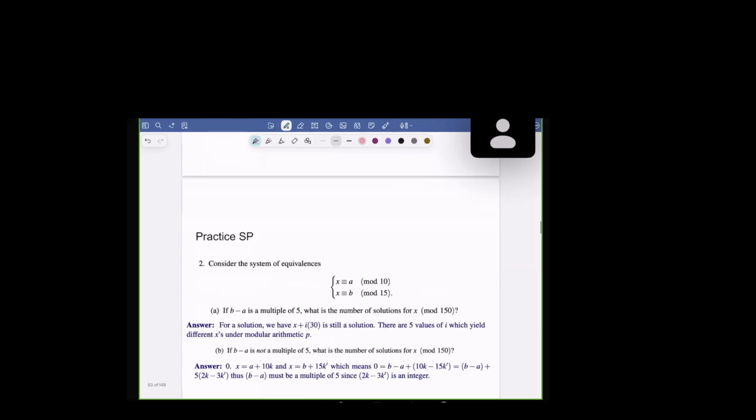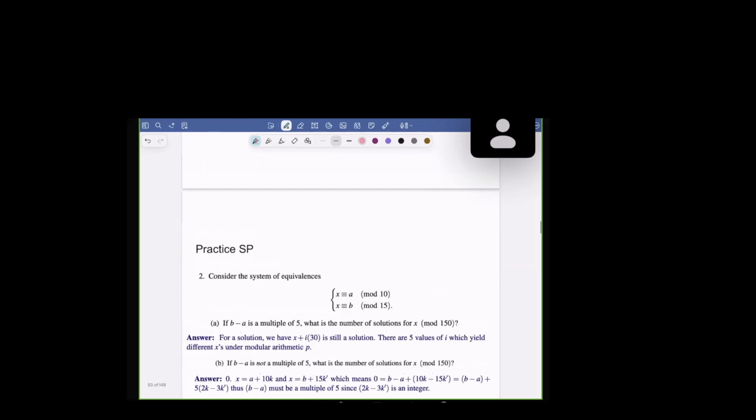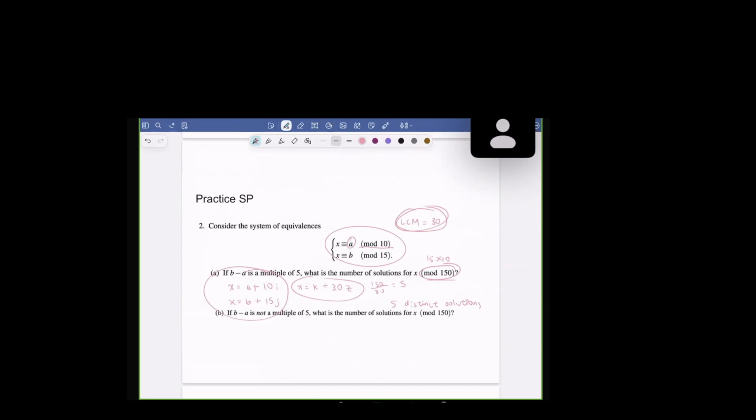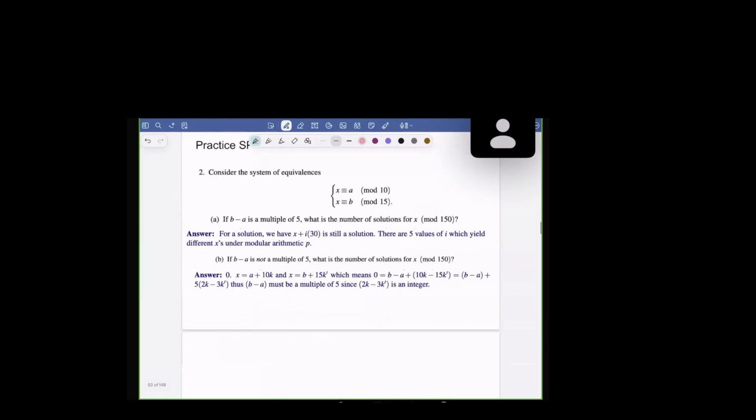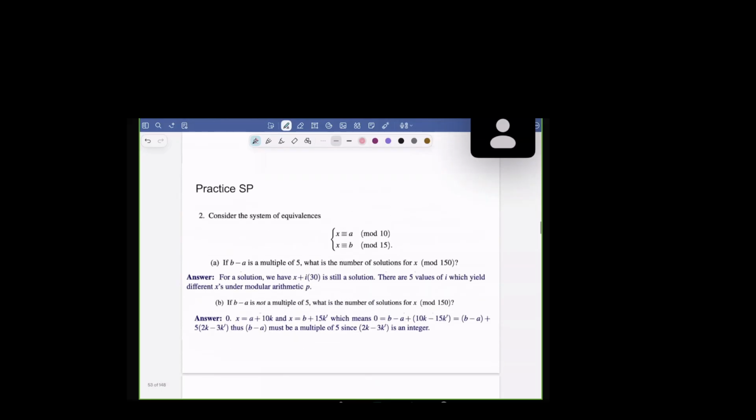And then the next part is, if b minus a is not a multiple of 5, what is the number of solutions for x? That would actually be 0, because in order for a solution to exist, b minus a has to be a multiple of 5. Since we're short on time, I'm just going to show you guys how they did it here.